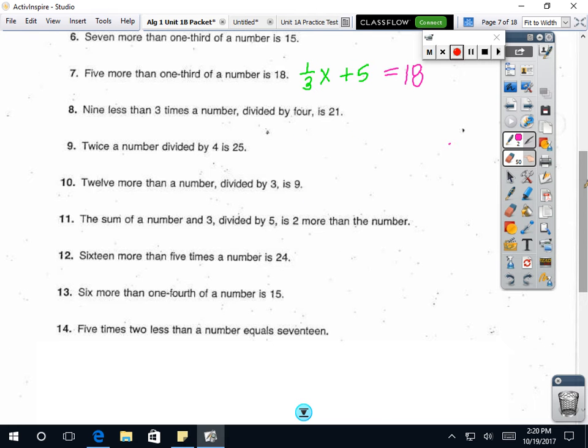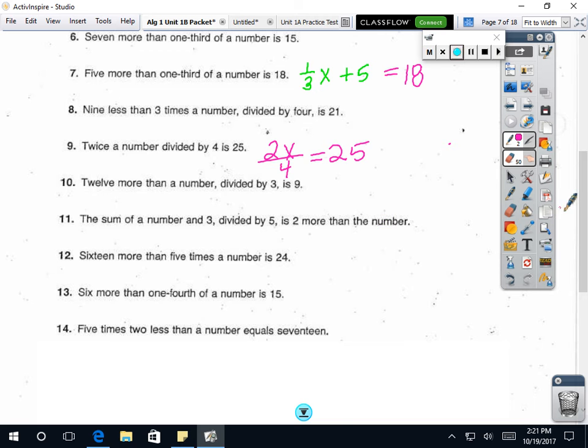Twice the number divided by 4 is 25. What does it mean to be twice something? Double, which is multiplied. So 2x divided by 4 is 25. You can, but like on the test, you're going to see it written like this.